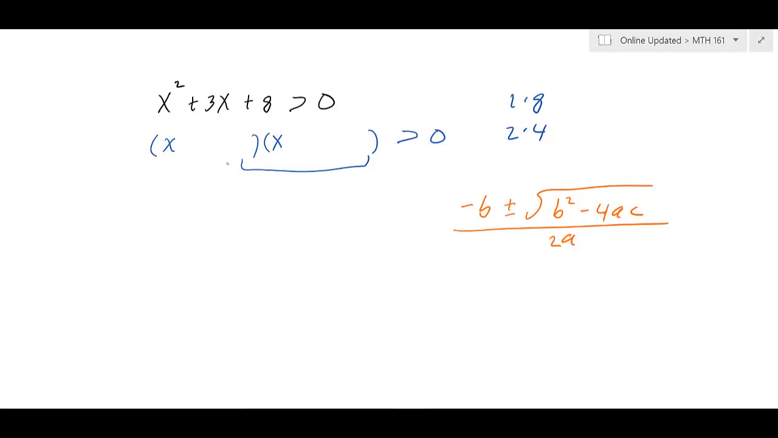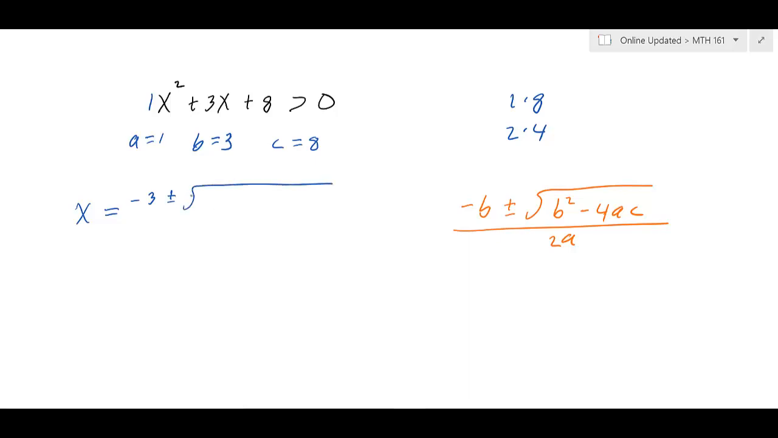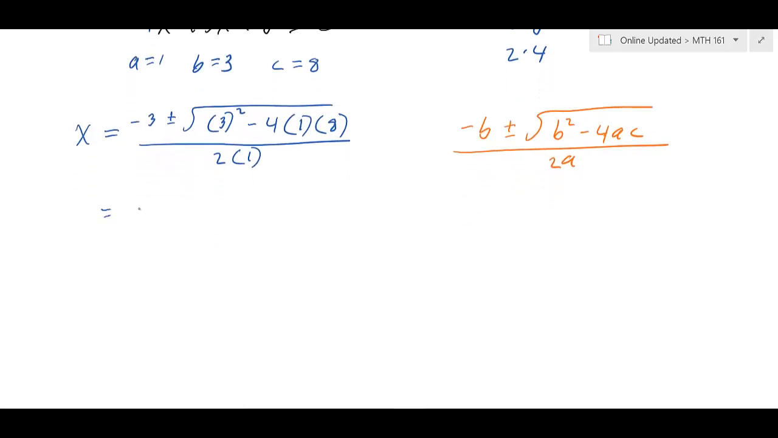So if we go to use that, then we now have here a is 1, the coefficient of x squared, b is equal to 3, the coefficient of x, and c is equal to the constant term 8. So we would get x equals a negative b, so that's a negative 3, plus or minus the square root of b squared, so that's 3 squared minus 4 times a, which is 1, times c, which is 8, divided by 2 times a, which is 1. And if you work this out, you're going to end up with 3 squared, which is 9, minus 32, which is going to turn out to be a negative 23 over 2.